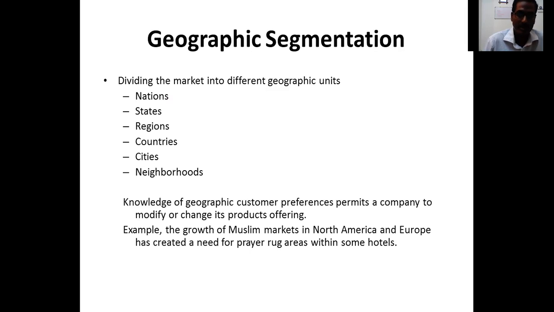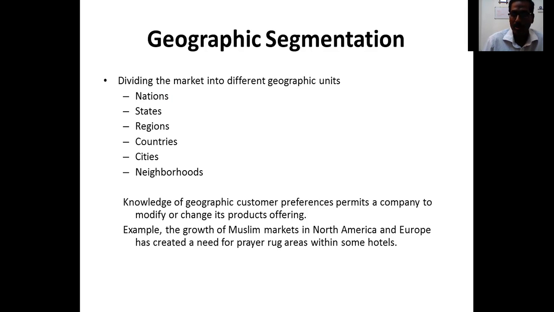So, knowledge of geographic customer preferences permits a company to modify or change its product offering, because in different regions the requirement of a product or a particular feature of a product may differ. If marketers segment on a geographic basis, they can make alterations according to a particular region, city, or country.